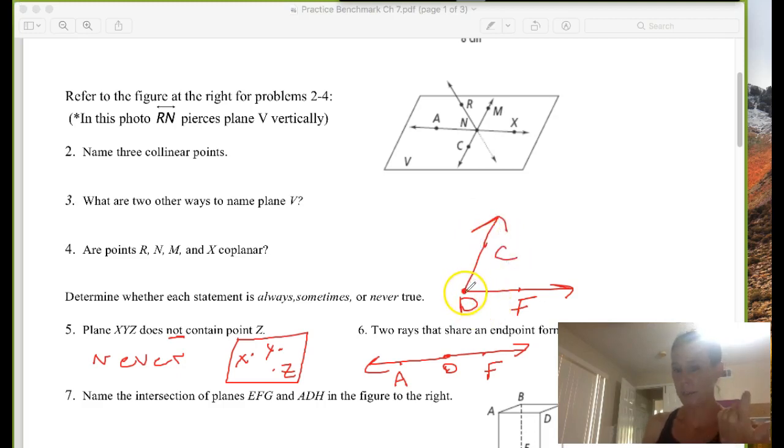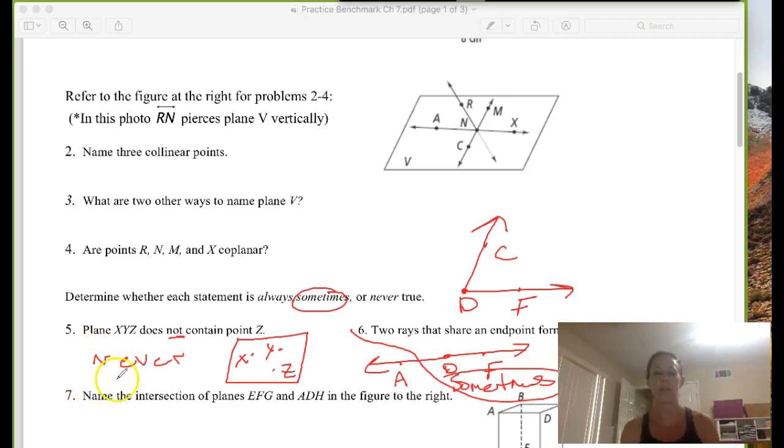Well, they share the same endpoint, and these 2 rays are going to make an angle, but they don't make a line. So in this case, it would not be true. These are opposite rays. In this case, they share the same endpoint, but they don't form a line. So that would be a sometimes. Okay, that's a sometimes for number 6.